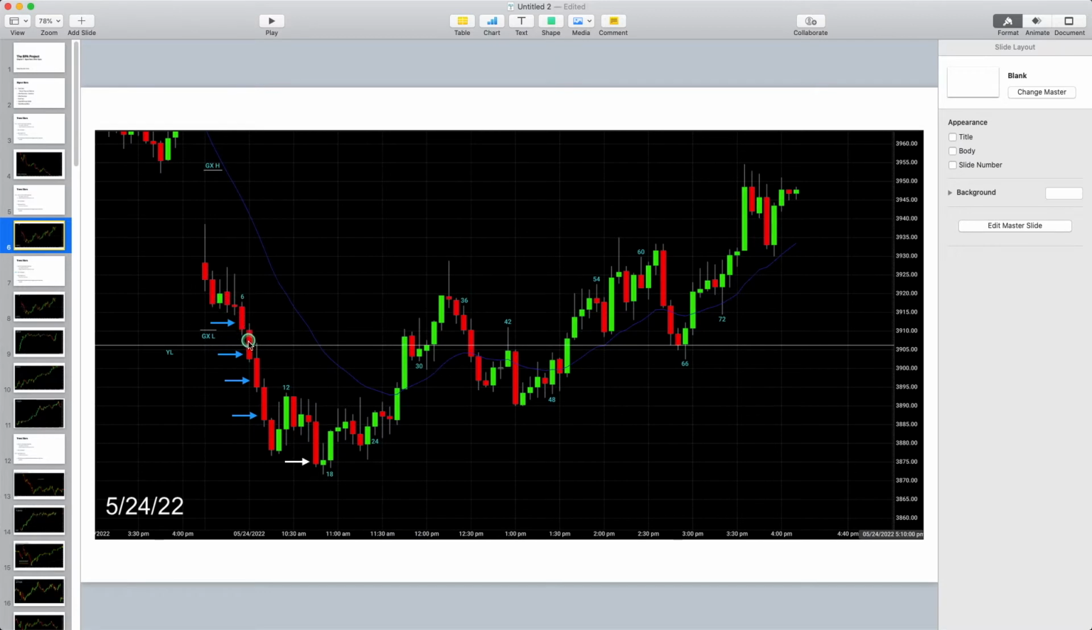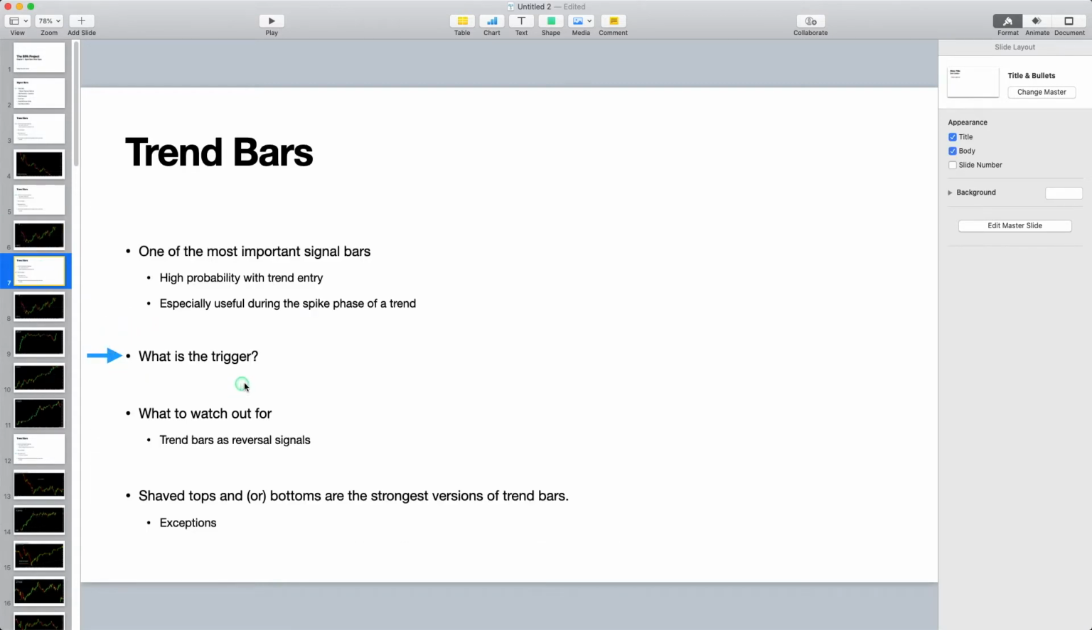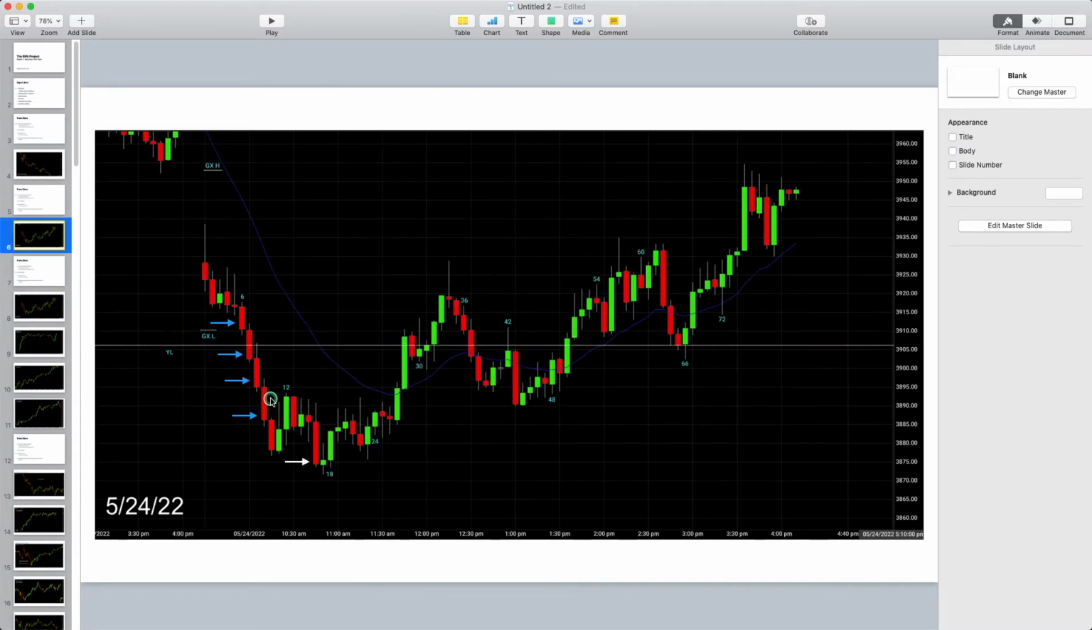So here we have the spike phase of the trend. We have multiple trend bars closing near their lows with small tails above. A trader can sell any of these trend bars, expecting that the spike will continue. So first I'll talk about how Al describes the trigger of that trend bar, and then I'll talk about this chart specifically. So one way to enter after a trend bar is to simply sell out the market.